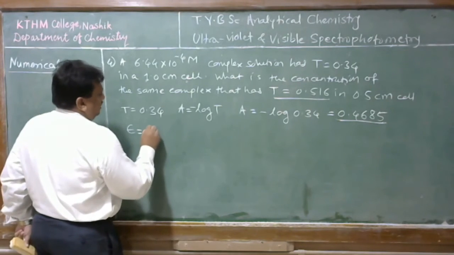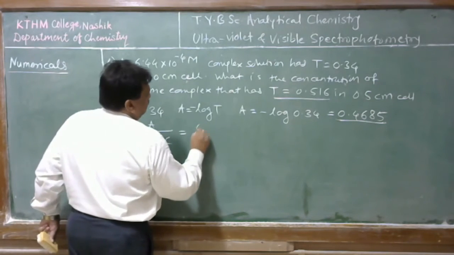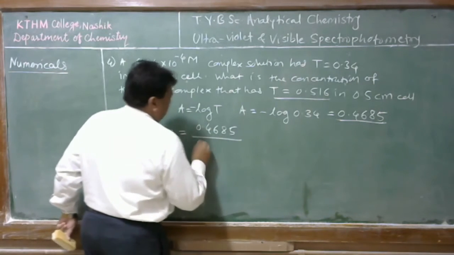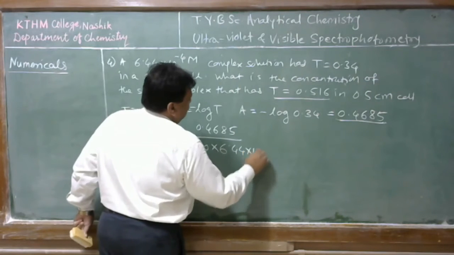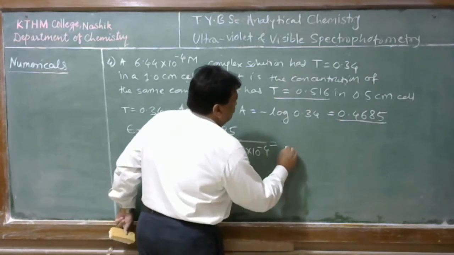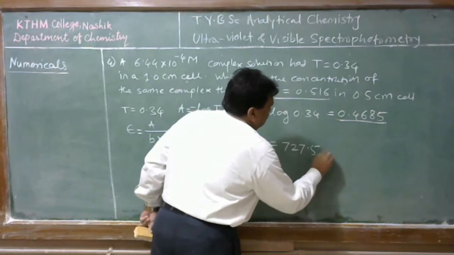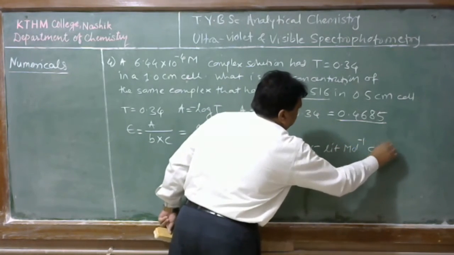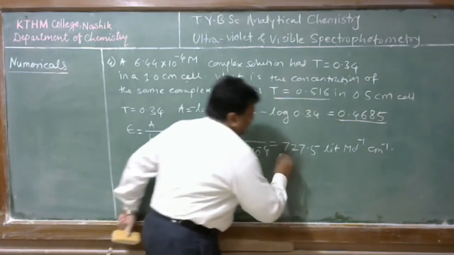Here epsilon is equal to capital A upon B into C. Therefore here absorbance is 0.4685 divided by B, which is 1 centimeter, into C, 6.44 into 10 raised to minus 4 moles per liter, and finally this value is equal to 727.5 liter per mole per centimeter. Now here we have the value of epsilon.